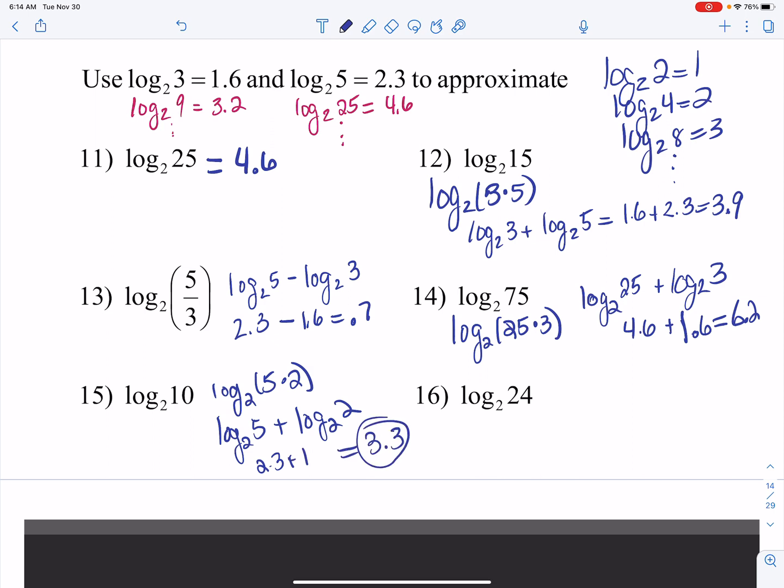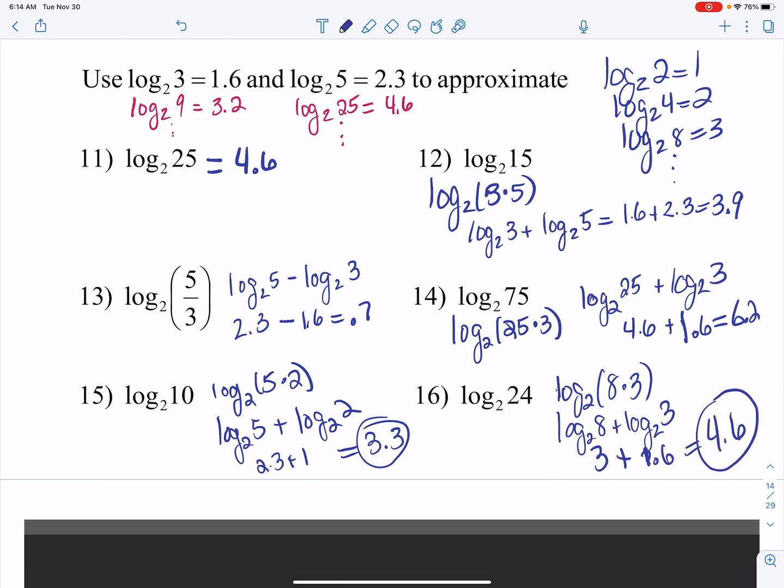And then finally 24, that's one you kind of have to think about. But I would probably, the first thing that came to my mind, I wouldn't use 6 and 4 because I don't see 6 anywhere. I do see the 4, but I do see 8 and 3. The log base 2 of 8 times 3, so that's the log base 2 of 8 plus the log base 2 of 3. So that is 3 plus 1.6. All right, so there's your answer.